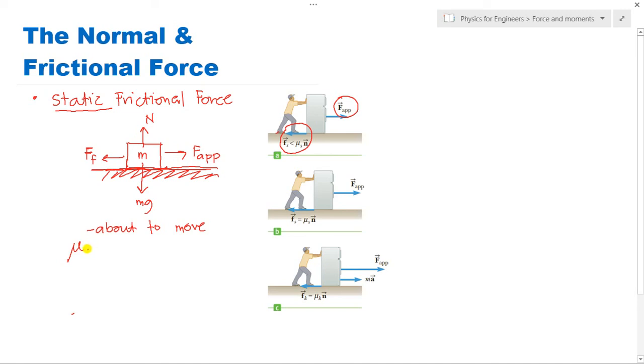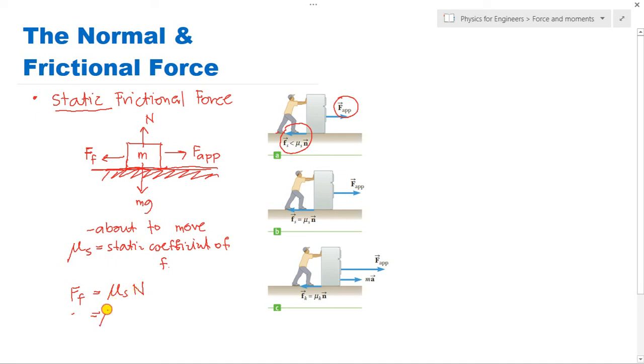So this is the static coefficient of friction, mu s. And in order to solve that, again class, our friction is just equal to the coefficient of friction times the normal force. So the friction is the coefficient of friction times the normal force.